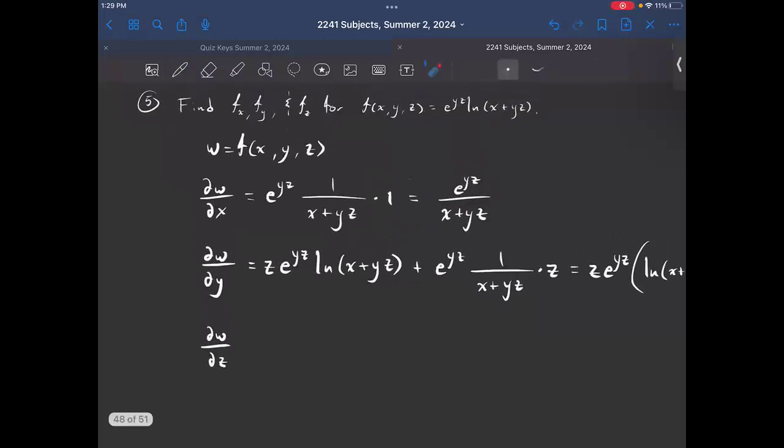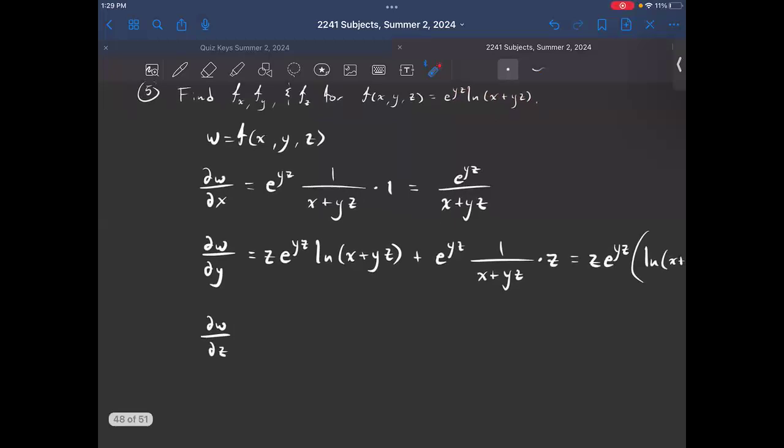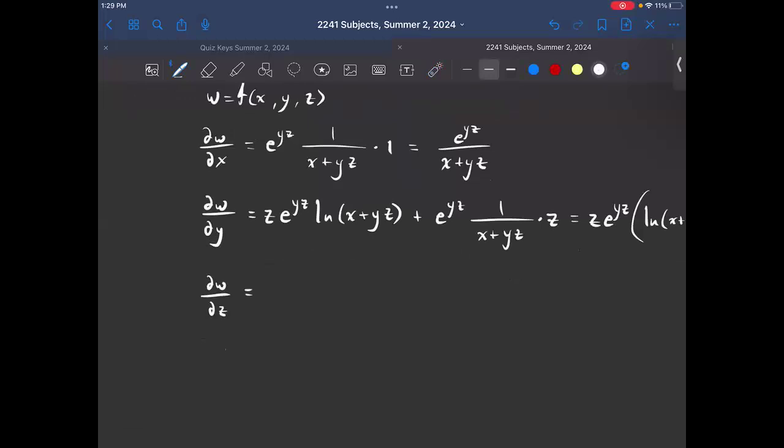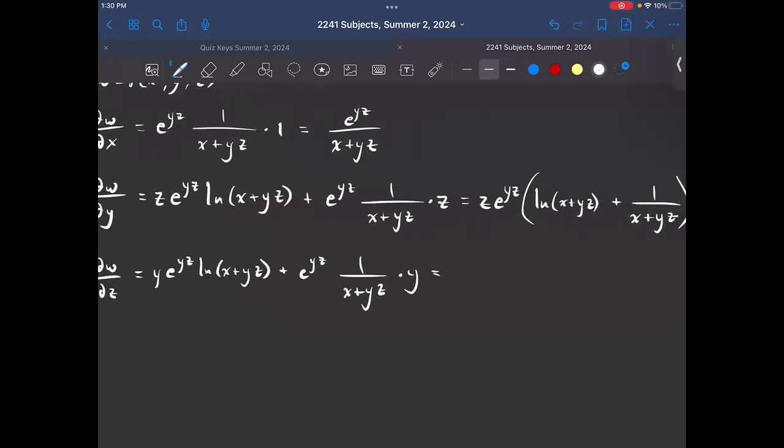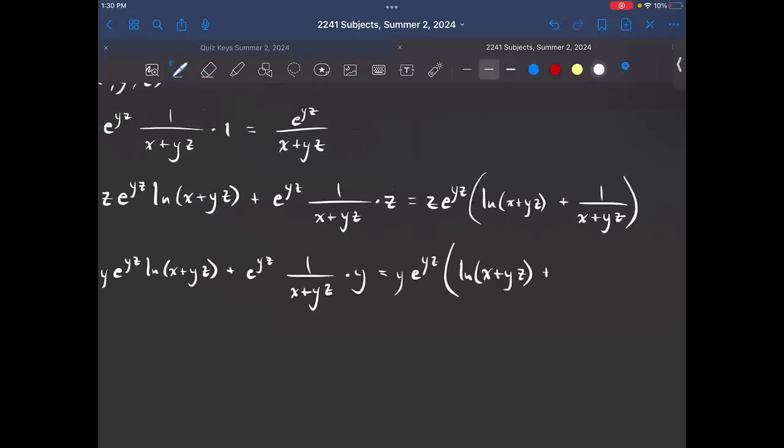What I mean by that is that if I were to swap the positions of y and z, replace y with z and z with y, the function looks the same. All that happens is that the variables go in different places. So this then, I can just read off from here as y e to the yz log x plus yz plus e to the yz 1 over x plus yz times y now. And so that gives me y e to the yz times the same sort of thing here. Not z, sorry, y in front there. Y plus 1 over x plus yz. Okay.